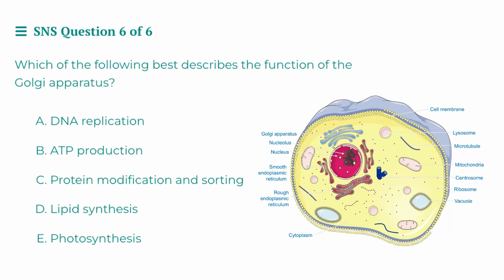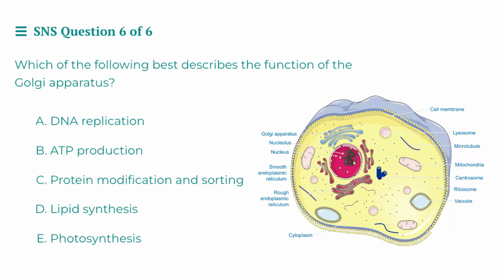Now let's take a look at C, protein modification and sorting. Well, this is indeed our correct answer and best describes the function of the Golgi apparatus. The Golgi apparatus modifies, sorts, and packages proteins for secretion or use within a cell. So this is not to be confused with the ribosome, which is responsible for producing proteins in the first place, but rather the Golgi apparatus is responsible for, broadly speaking, modification and sorting. And again, therefore C is our correct answer.